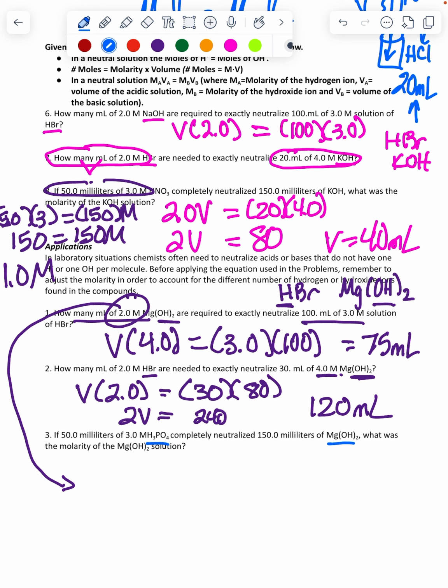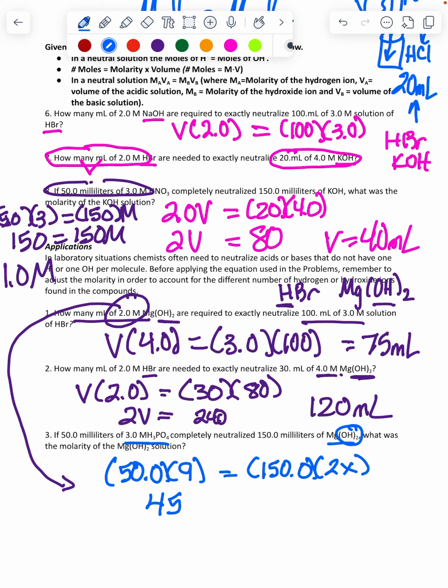Every time it breaks down, I get 3 H's. So I don't have 3 molar for the H. I have 3 times 3, 9. So I have 50 times 9 equals 450. And again, there's 2, so I'm going to put in a 2x for molarity, okay? So over here, you get 450, 300x, and when you divide, I believe that's 1.5 molar.